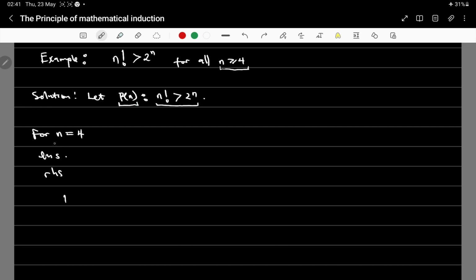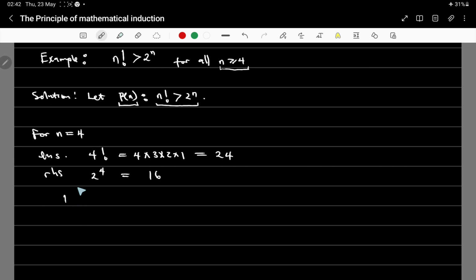For this case, we were actually told that our n is starting from 4 going upward. So for n equals 4, you can see that the left hand side will be equal to 4 factorial, which is 4 times 3 times 2 times 1, which is equal to 24. And the right hand side would be 2 to the power of 4, which is equal to 4 times 4, which is equal to 16.